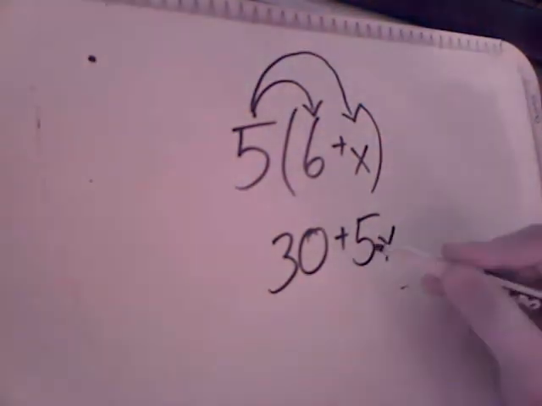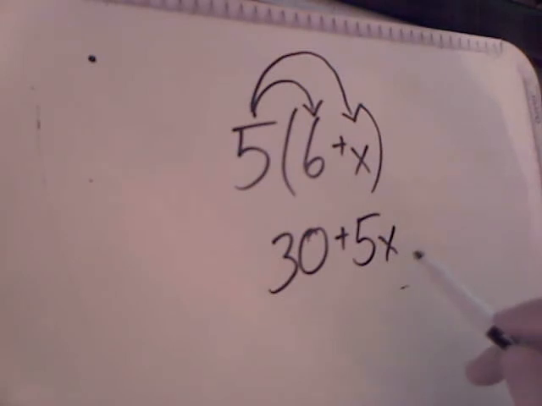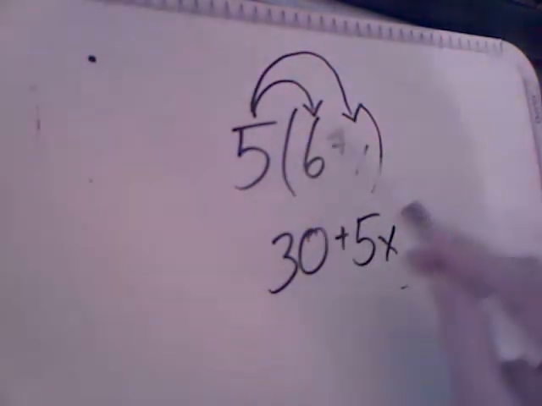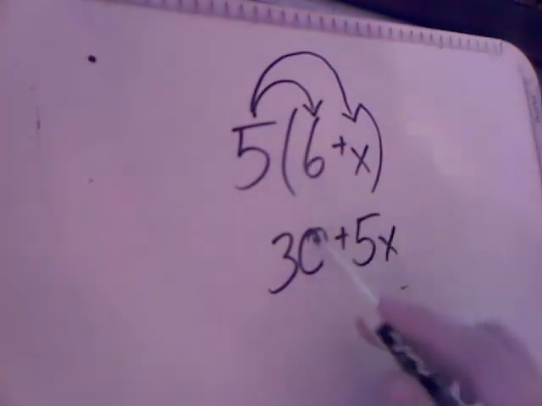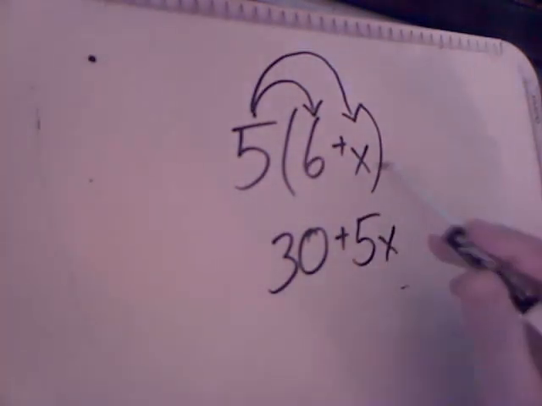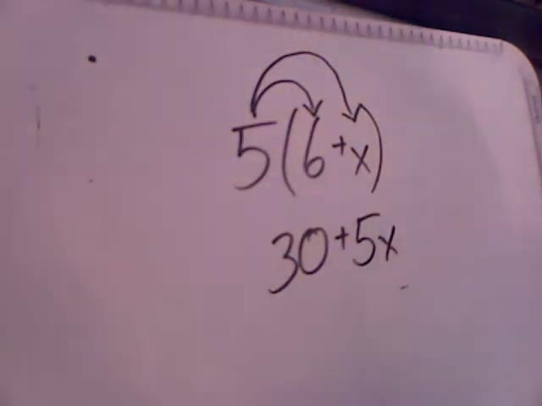So we have just 5x, because 5x still means 5 times x. Except this way, we've written it a little bit more completely and neatly than up here. And this is why we use the distributive property.